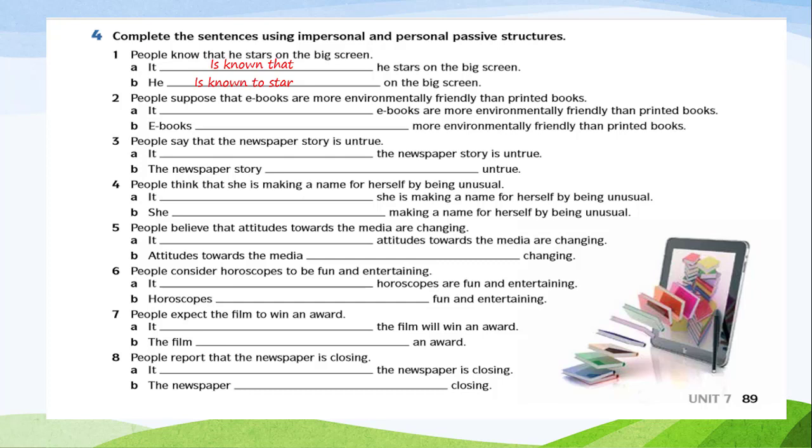People suppose that e-books are more environmentally friendly than printed books. So for impersonal passive structure, the answer should be it is supposed that e-books are more environmentally friendly than printed books. Personal passive structure, the answer would be e-books are supposed to be more environmentally friendly than printed books. Always remember it's either is or are, depending on the subject in front. If it is singular, you use is. If it is plural, you use are. Alright, so my dear students, please complete the rest of the exercises in your English book as well.